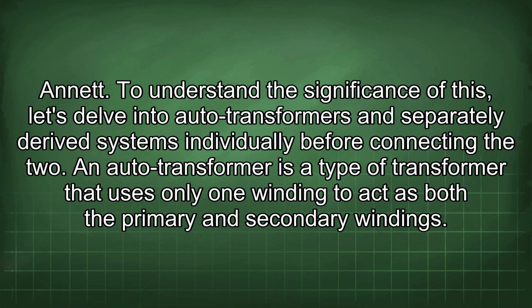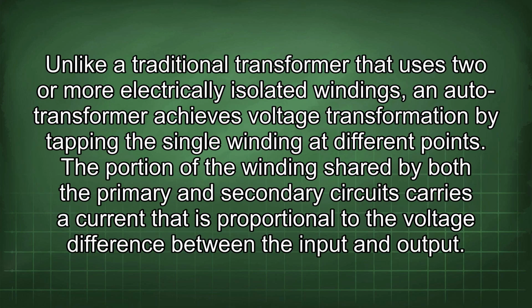An autotransformer is a type of transformer that uses only one winding to act as both the primary and secondary windings. Unlike a traditional transformer that uses two or more electrically isolated windings, an autotransformer achieves voltage transformation by tapping the single winding at different points. The portion of the winding shared by both the primary and secondary circuits carries a current that is proportional to the voltage difference between the input and output.